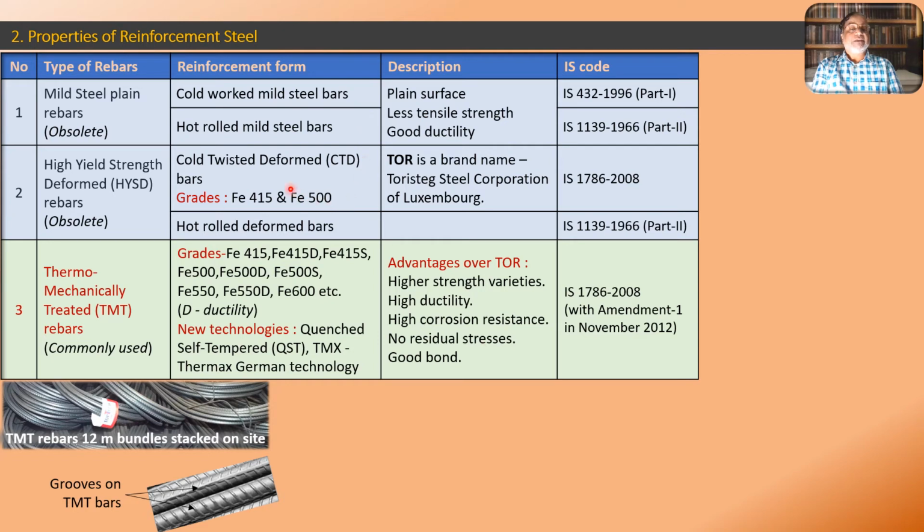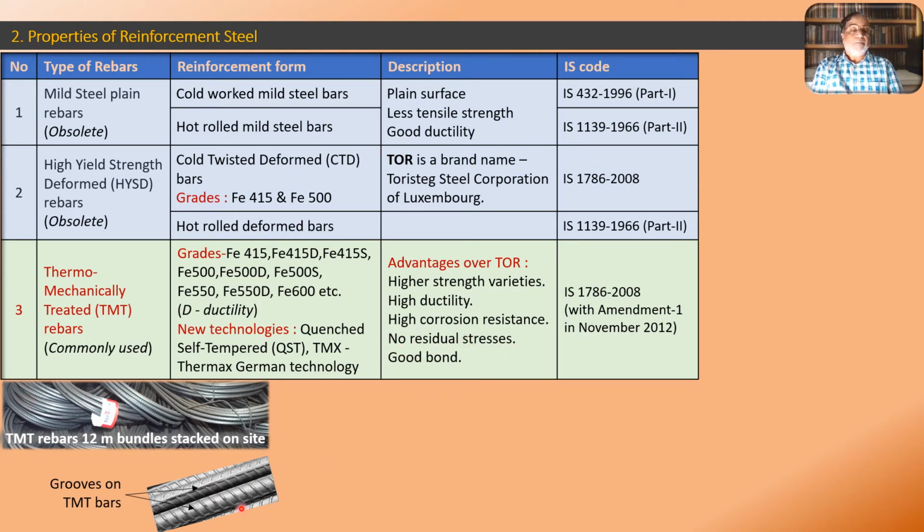No residual stresses. In the cold twisted bars, CTD, cold deformed or twisted bars, the process of twisting was inducing some stresses in the bars which were remaining as residual stresses throughout the life of the bar. So that was a sort of disadvantage for the CTD bars. So that is removed here. These grooves are not made by twisting the bars, and that is why no residual stresses are there.